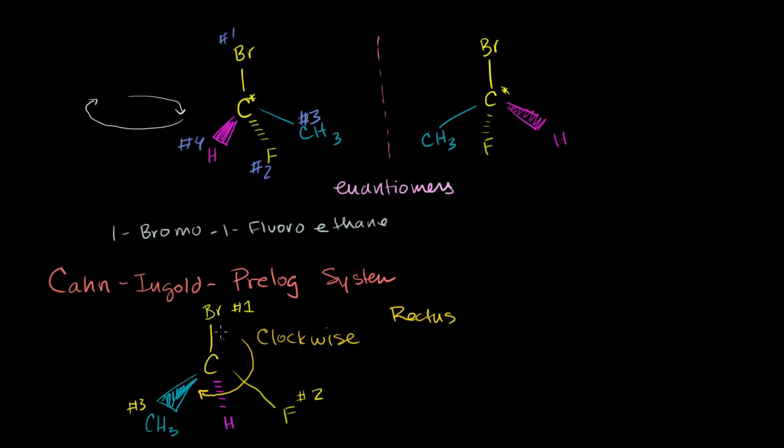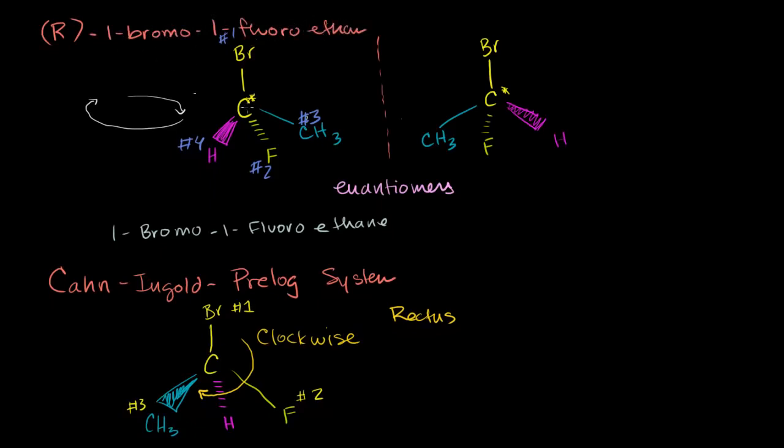And so we would call this molecule right here not just 1-bromo-1-fluoroethane. This is R. R for rectus, or you can even think right, although we'll see left uses S, which is sinister. So the Latin is really where the R comes from. But this is R-1-bromo-1-fluoroethane. That's this one right here.